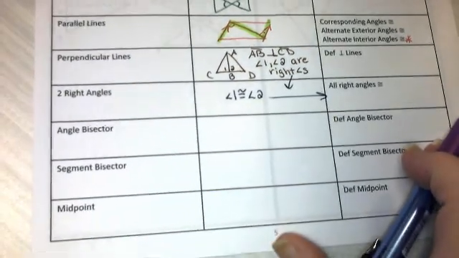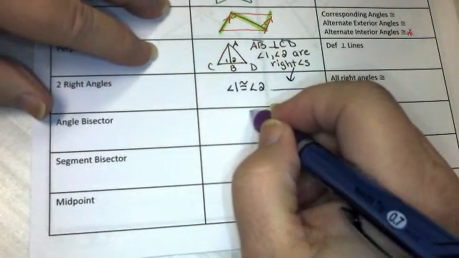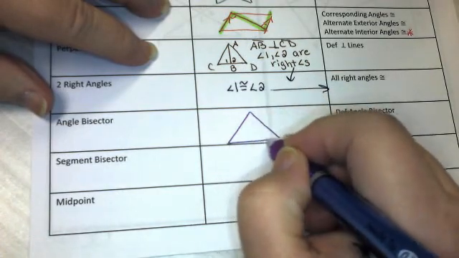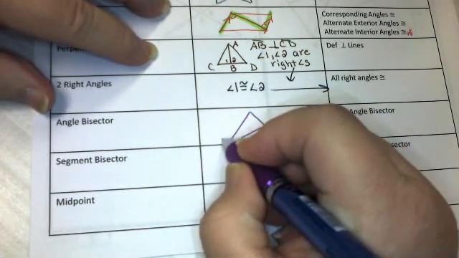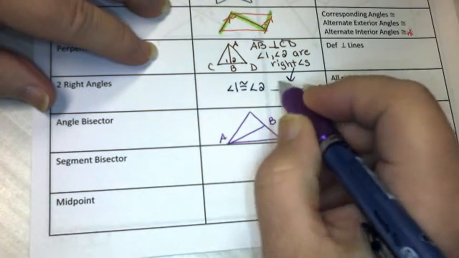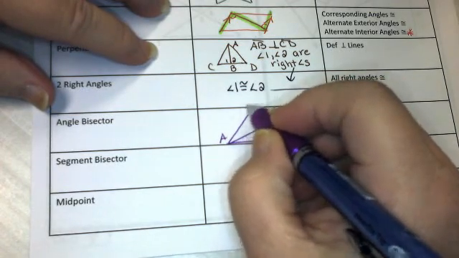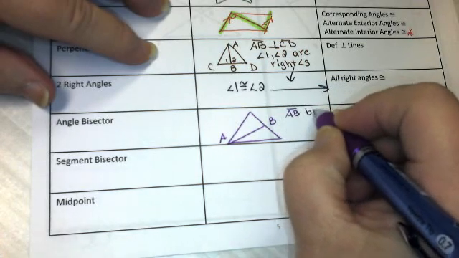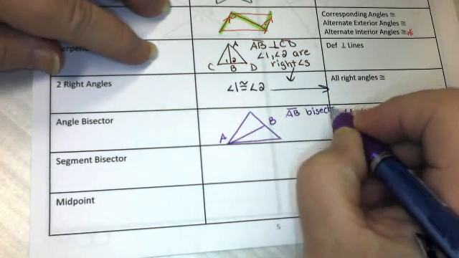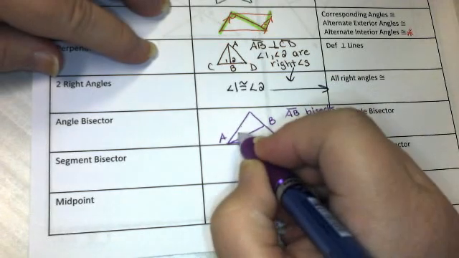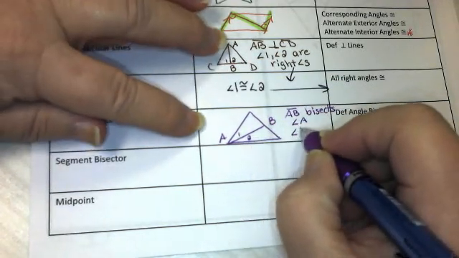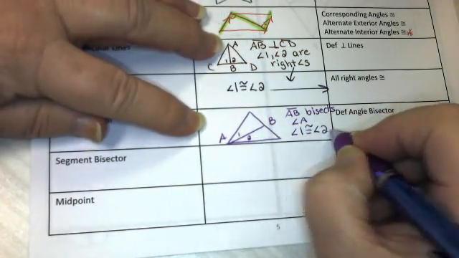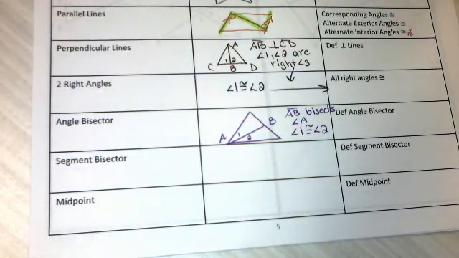An angle bisector. Well, what's an angle bisector do? Well, if I told you that AB bisects angle A, we know what a bisector does. It cuts an angle into two congruent parts. So we would say that angle 1 is congruent to angle 2 because of the definition of a bisector.